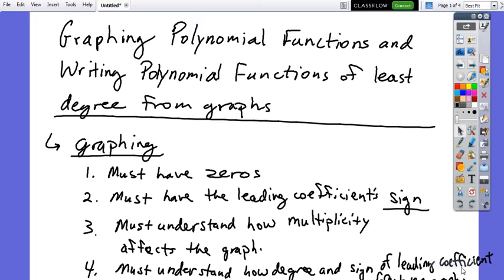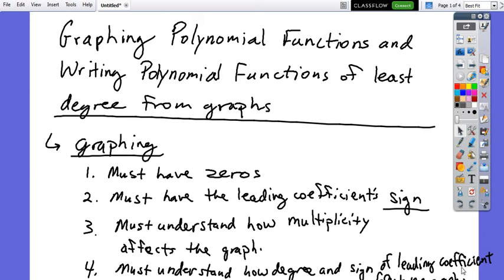Okay, so what we're dealing with is the ability to graph polynomial functions and then write polynomial functions of least degree from the graphs. Now, in order to graph, there are 4 things that we've got to be able to do. We must have the zeros, number 1.